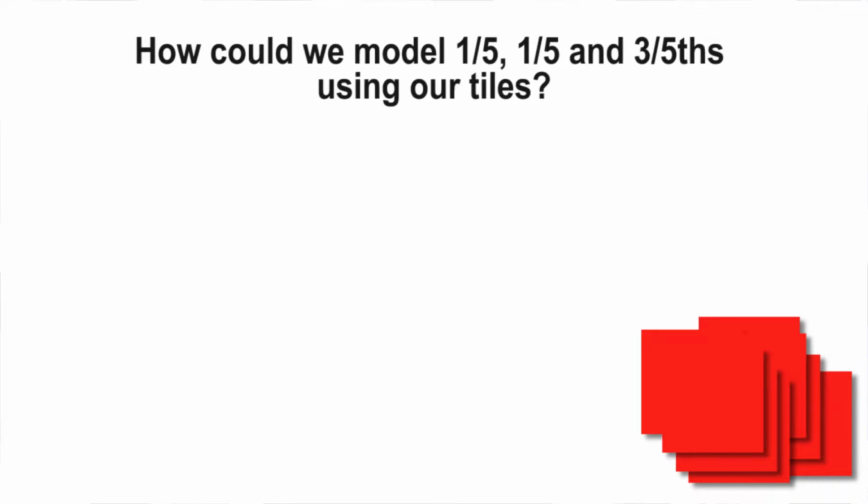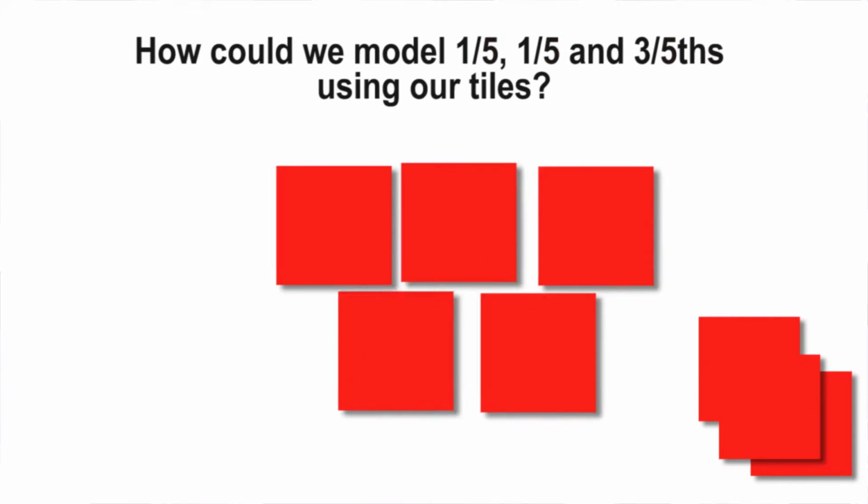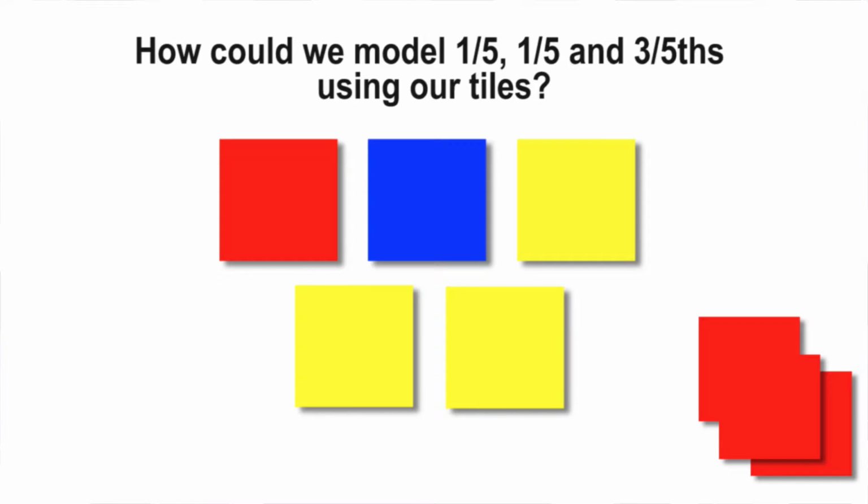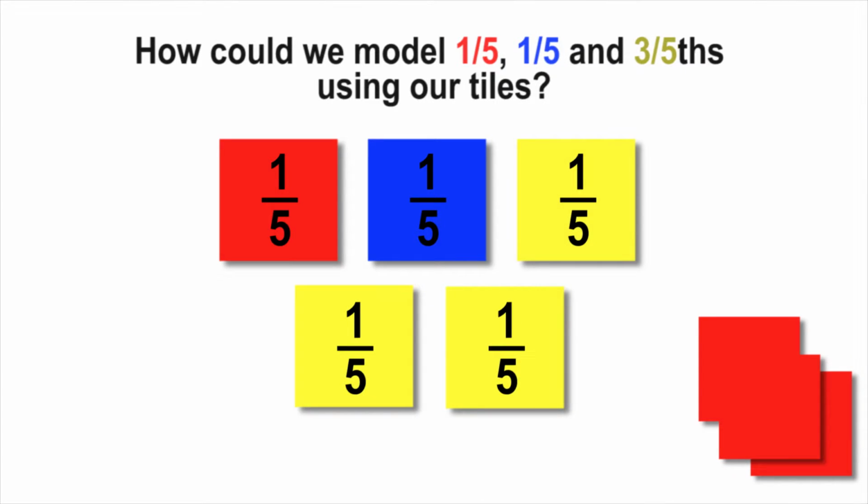How could we model 1/5, 1/5, and 3/5 using our tiles? Since the denominator represents the size of the whole, or the total number of tiles, the numerators must represent the number of counters that are different colors. We need 5 total tiles, with 1 tile being one color, another tile being a different color, and 3 tiles all being a different color. Here we have 1/5 that is red, 1/5 that is blue, and 3/5 that are yellow.